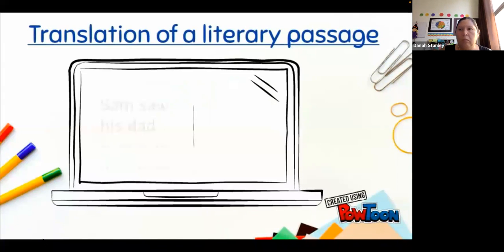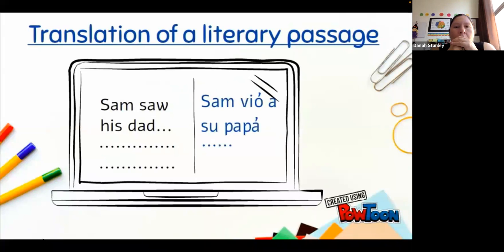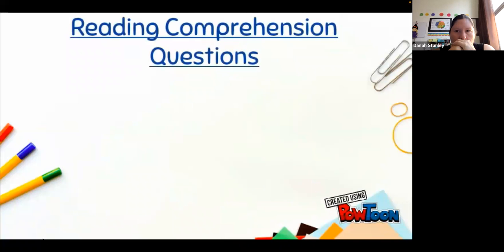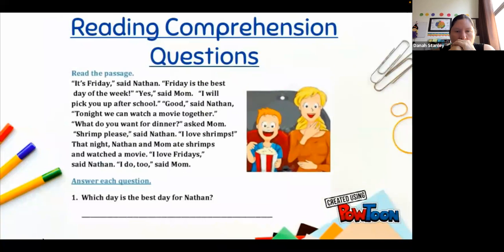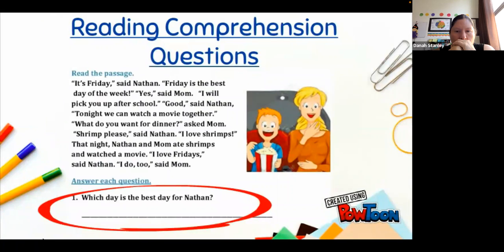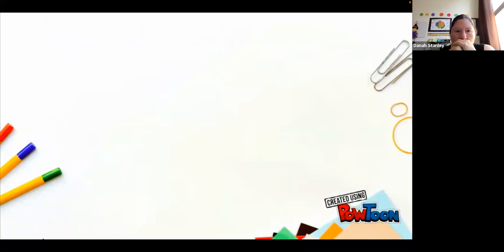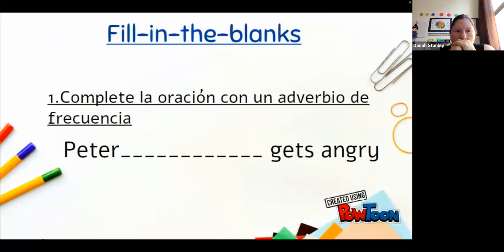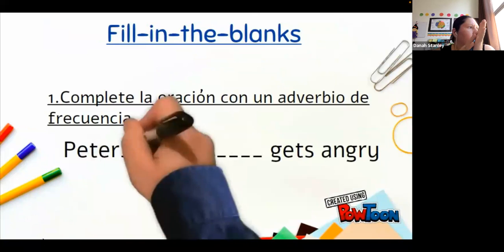Students translate a written passage from a target language into their native language. Students answer questions in the target language based on the understanding of a written passage. Students are given a series of sentences to be completed with words missing.